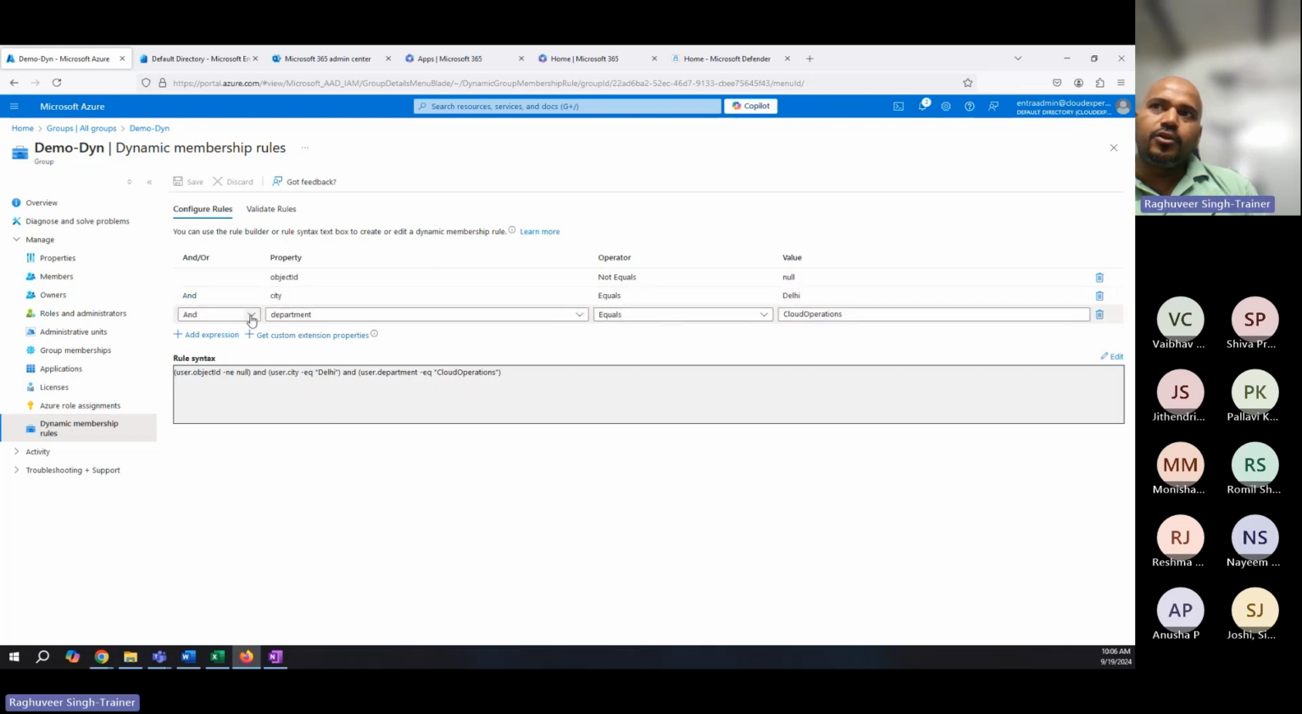I can also use an operator which is OR. AND or OR. Either the user should be from Delhi or the department should be cloud operations, which means any user who is from Delhi or is working in cloud operations can also join this group. In this case, when the user joins, the user will be part of all members, not direct members, because you're not using the AND operator.